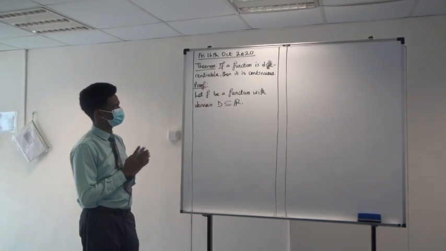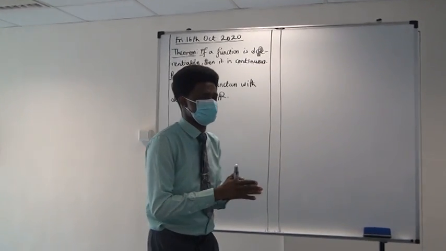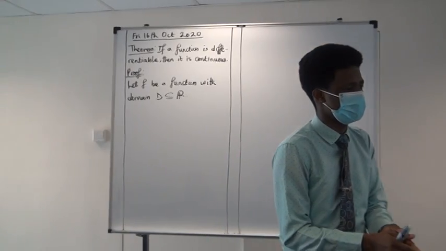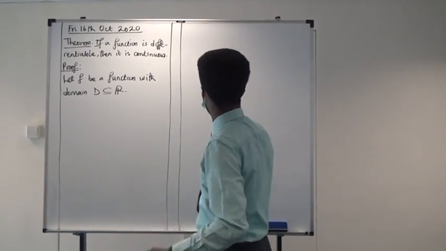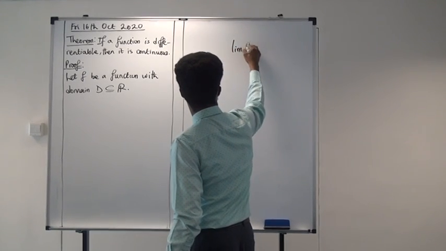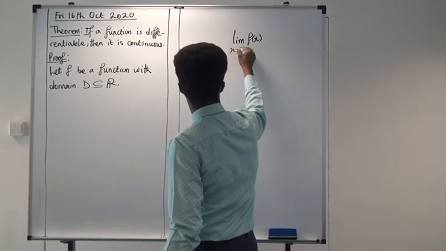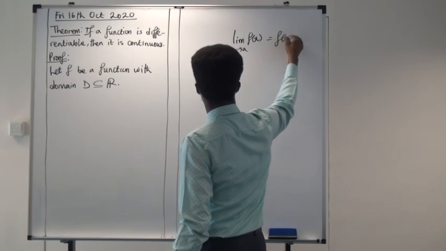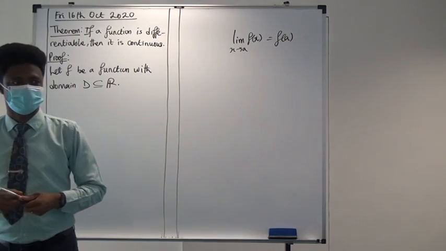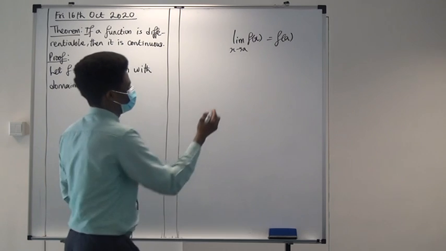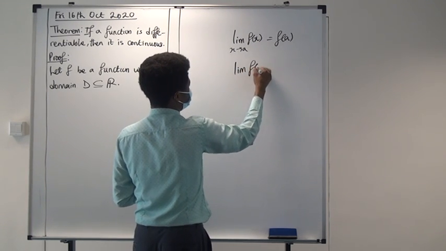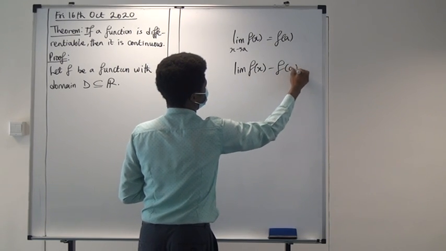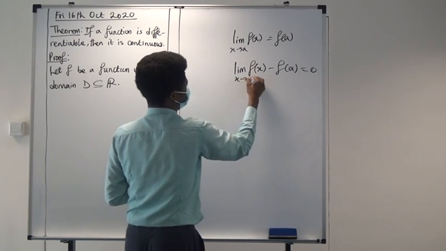So, what we have here is differentiability. What we are trying to do is prove continuity. Where we are going is that the limit of f of x as x tends to a is equal to f of a, right? Okay? Or, to prove this, it suffices to prove that. Agree?